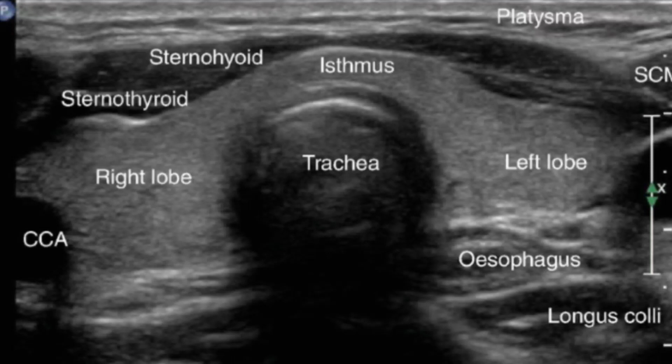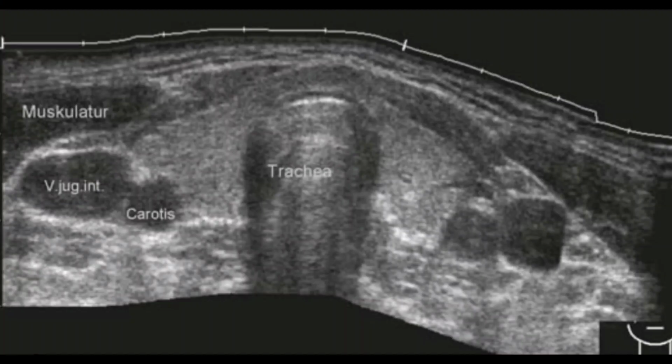So there is the isthmus of the thyroid, and there are right and left thyroid lobes just on the sides of the trachea, and towards the outer side there is the vasculature of the neck including carotid and jugular, while on the top you have the strap muscles and the sternocleidomastoid muscles. Inferiorly and towards the left side, the esophagus can also be visualized, and another muscle group, which is called longus colli, can also be seen in the view. Just for better understanding, have a look here.